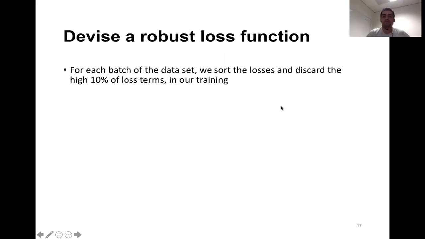We also devise a robust loss function where for each batch of the data set, we sort the losses and discard the high percentile of loss terms in our training. And we found this beneficial to our experiments.